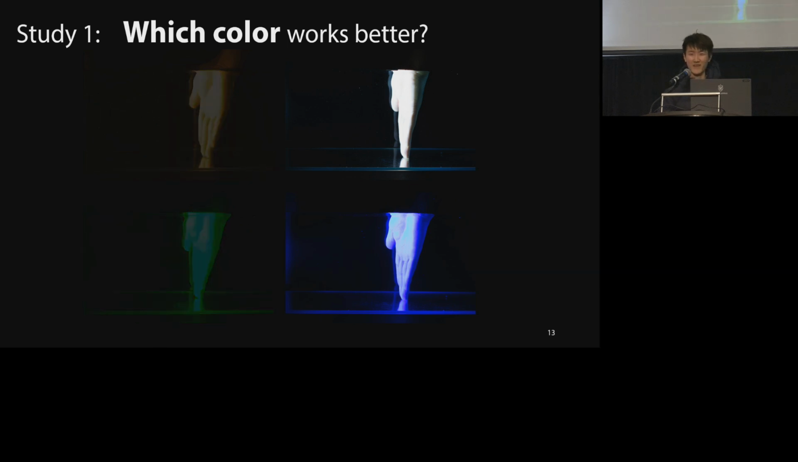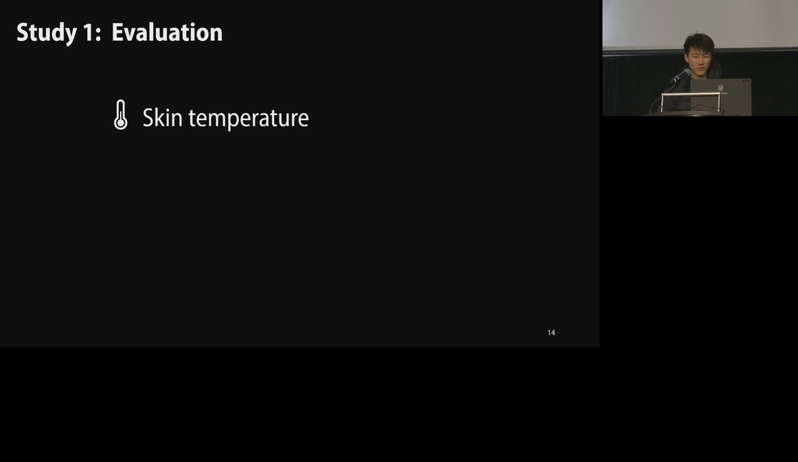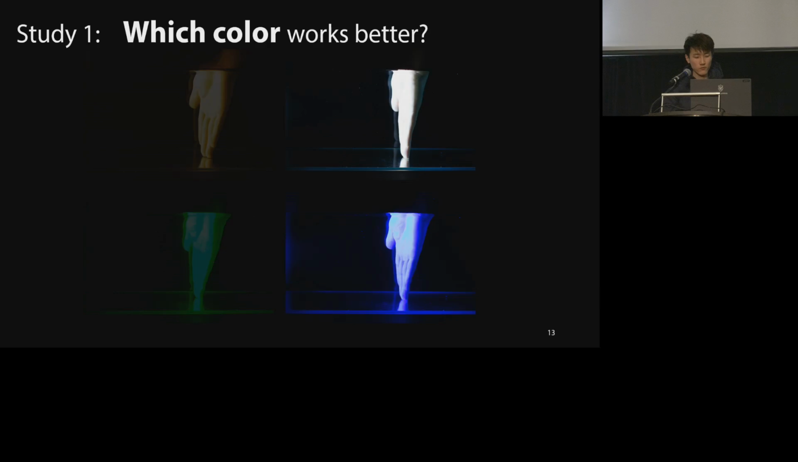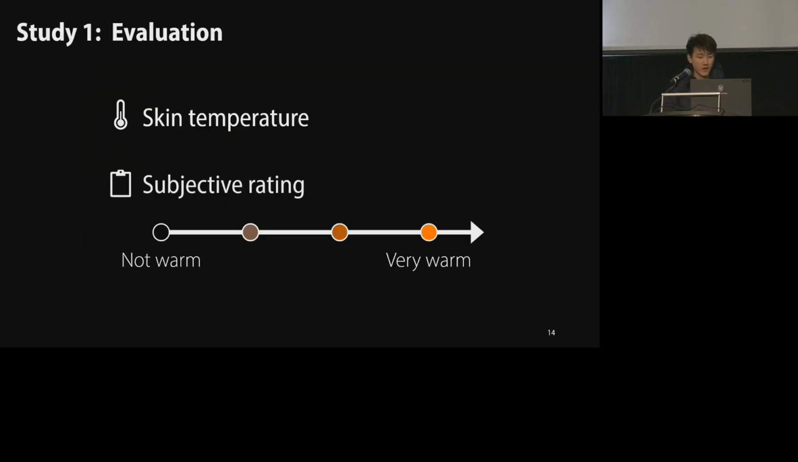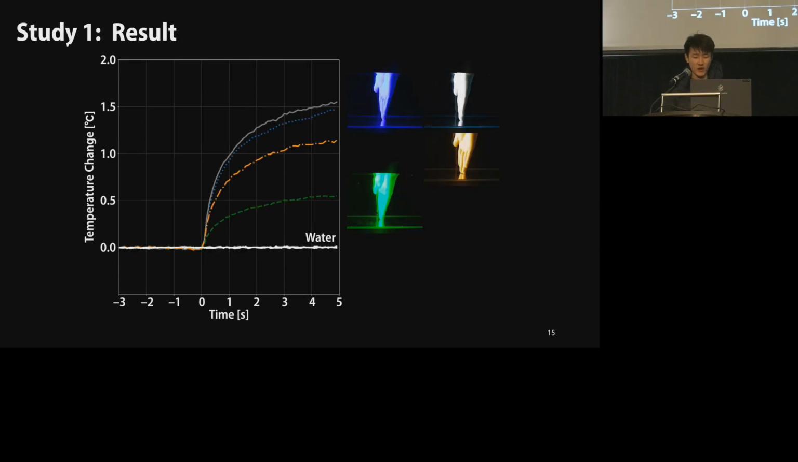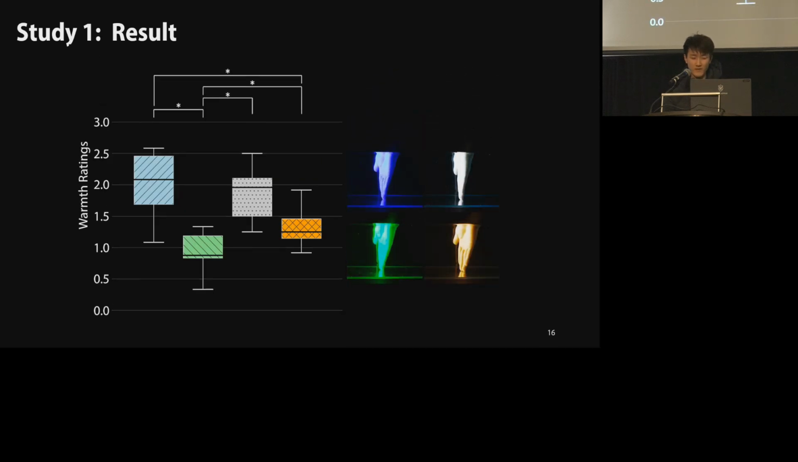Actually, the white and blue lights work much better than the orange and green. I showed this through skin temperature measurement and also subjective ratings. So on both physical and perceptual levels, these two work much better than the others. Let me show you the skin temperature measurement. The water temperature is constant because it's not absorbing visible light too much. The green is kind of underperforming. The other ones are better, but the blue and white are performing much better. How about subjective ratings? This is very consistent with the temperature measurement.